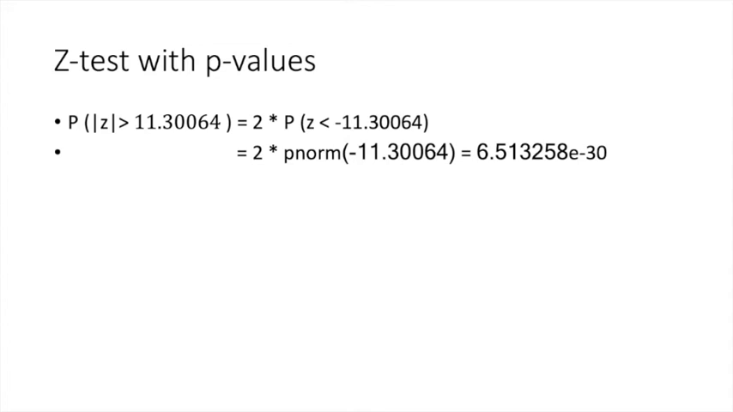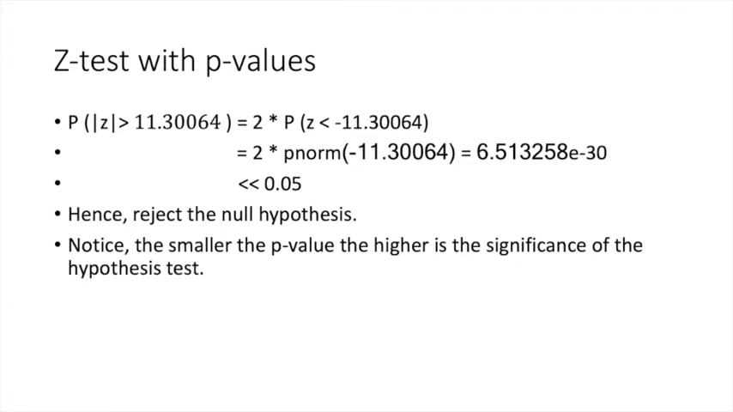And the answer turns out to be an incredibly low value, to the order of 10 to the power of minus 30. This is much lower than the desired significance level of 0.05. Hence again, we reject the null hypothesis. Notice the smaller the p-value, the greater is the significance of the hypothesis test. Therefore, it is useful to report the p-value in the statistical reports.